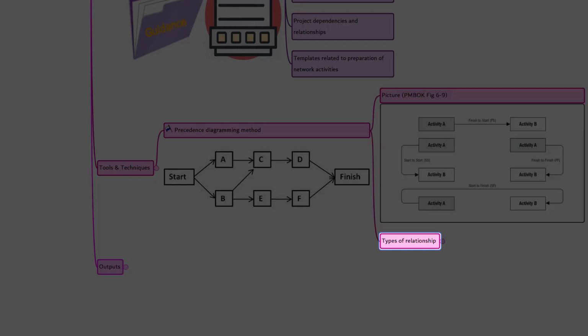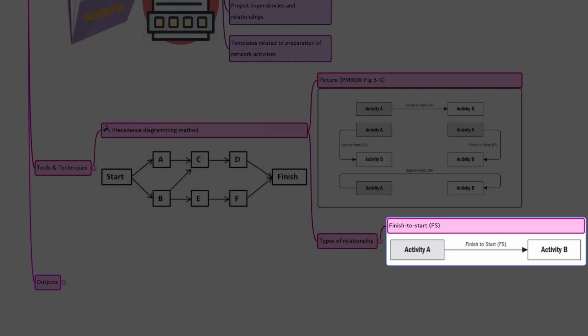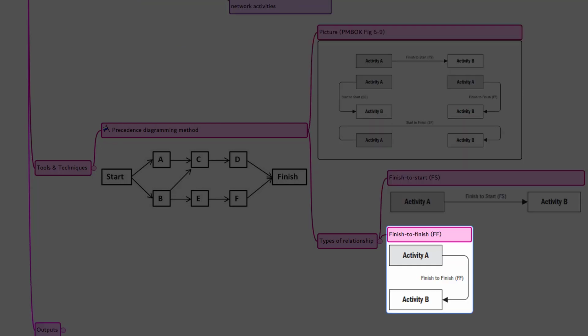Let's look at the four types of relationship one by one. First, finish to start, FS relationship. A logical relationship in which a successor activity cannot start, here activity B, until a predecessor activity, here in this picture, activity A, has finished. For example, installing the operating system on a PC, the successor activity, cannot start until PC hardware is assembled, which is the predecessor activity.